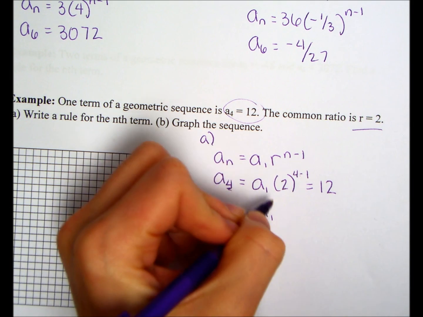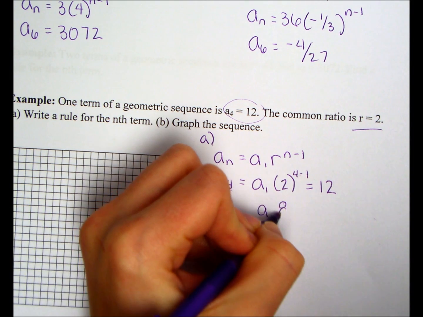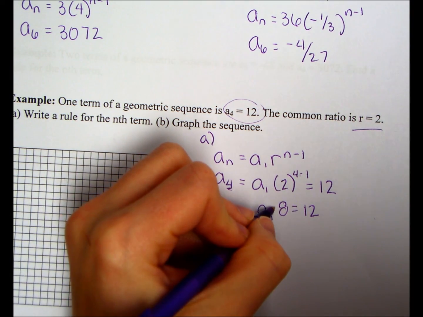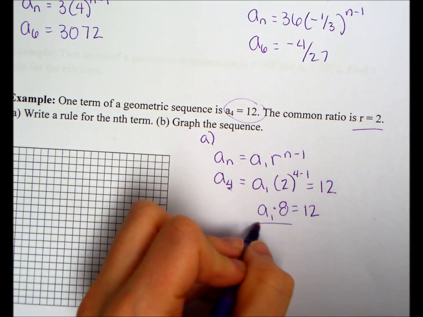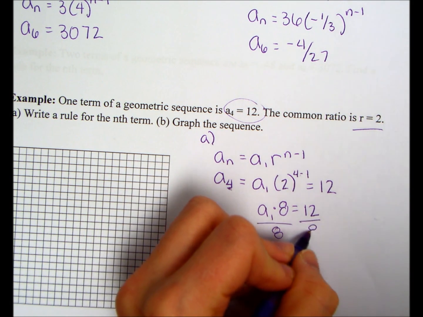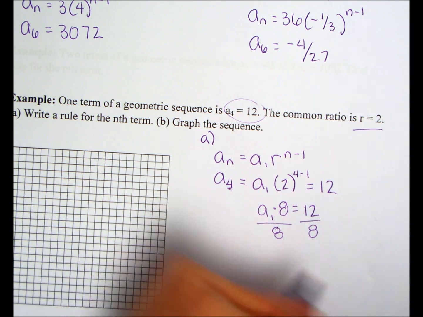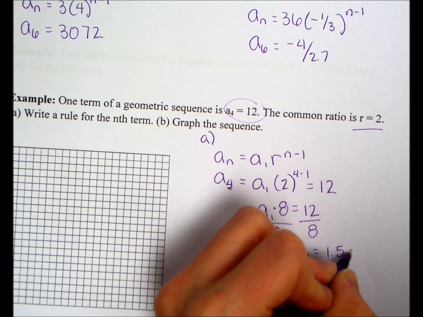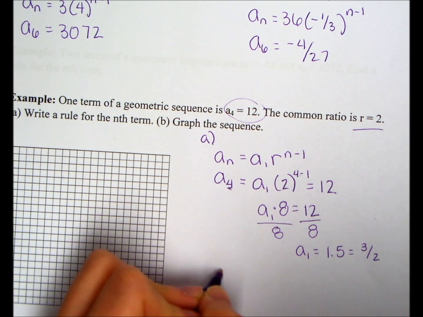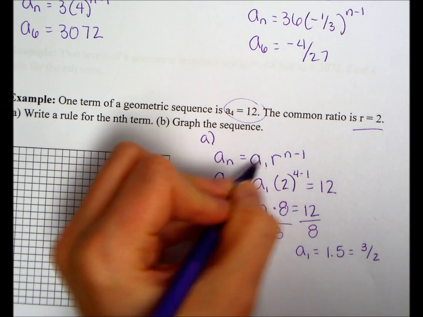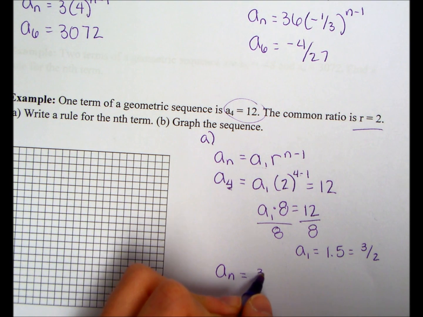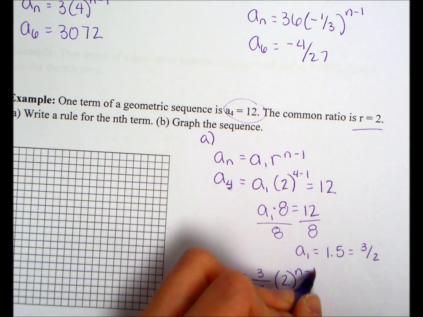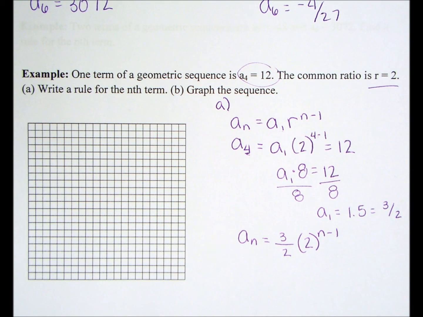So 2 to the 4 minus 1 is 2 cubed, which is just 8. So I have a sub 1 times 8 is equal to 12. And to get my first term, I'm just going to divide both sides by 8. And I get my first term is equal to 1.5, or 3/2. So to create this rule for the nth term, I needed that first term because they gave me r, 3/2 times 2 to the n minus 1. So that is the nth term.